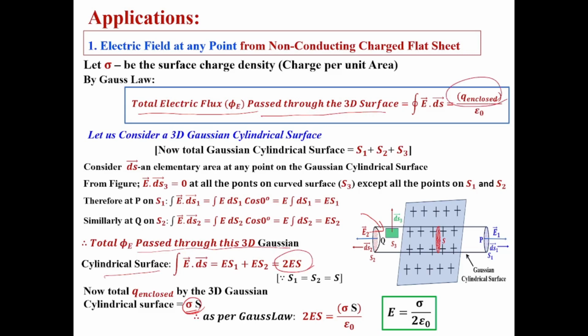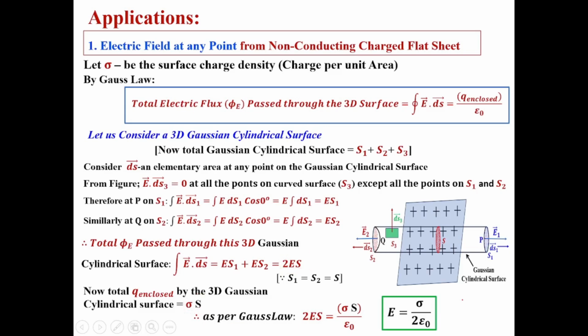That is your Q enclosed by epsilon 0. Here, Q enclosed by the Gaussian surface is how much? Sigma into S. So as per Gauss law, the total flux, that is your 2ES, equals sigma S by epsilon 0. So we found that the electric field intensity at any point, that may be P or Q, will be equal to sigma by 2 epsilon 0.